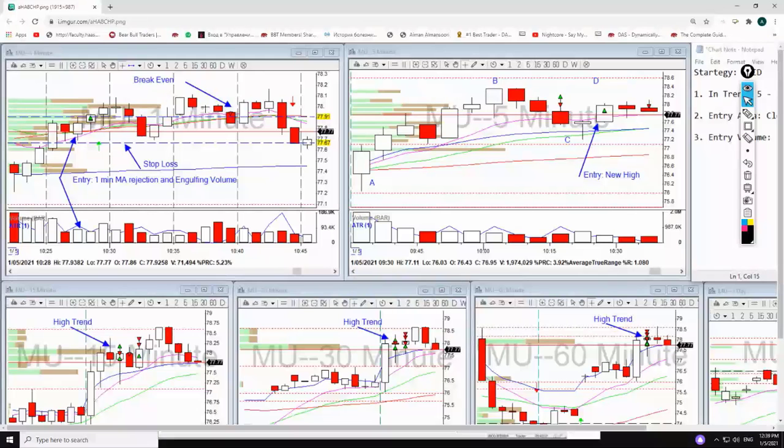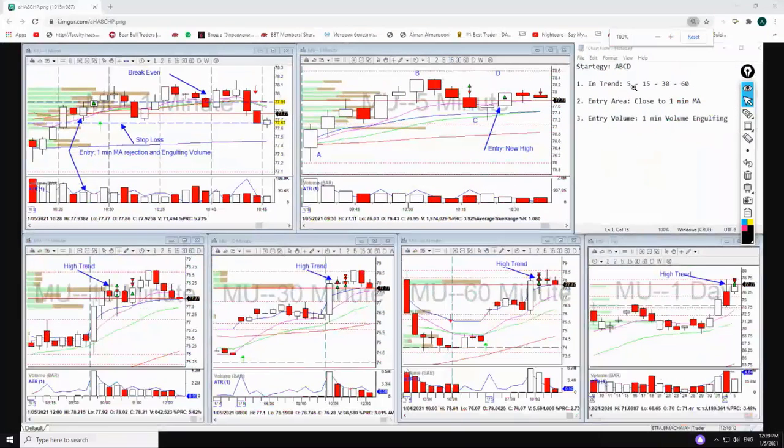Let's take a look at this here. So twin traders traded an ABCD pattern. Daily chart gapped up, that's good. 60 minute chart is strong. I like that as well, right? 30 is going up, 15 is going up.